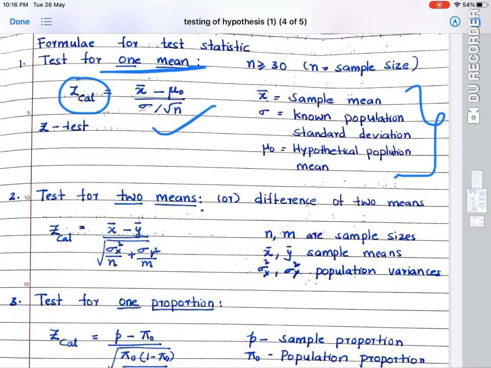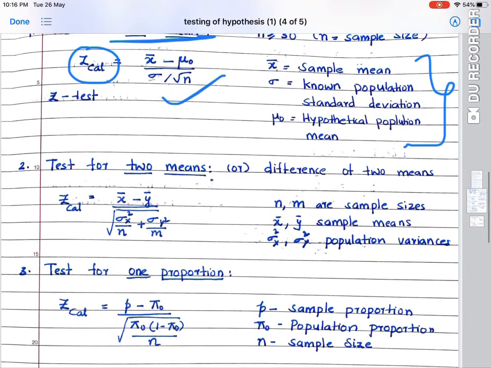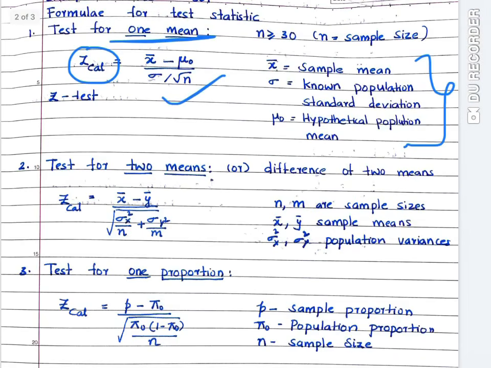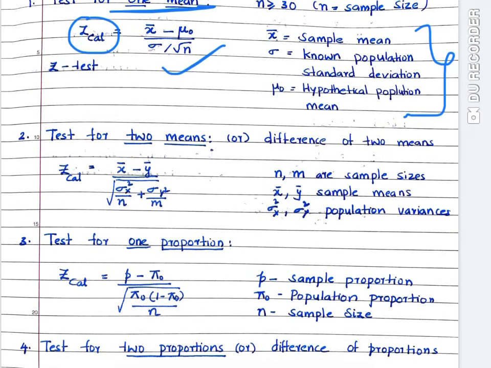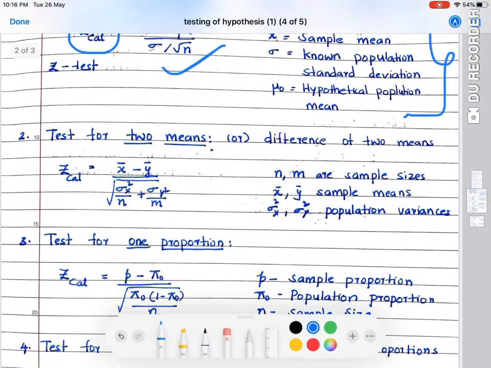Why do we call it difference of two means? Because we are subtracting x bar minus y bar. X bar is the mean for one sample, and y bar is the mean for another sample. So we are taking the difference of means between these two samples. That is why we can also call it difference of two means. So based on the parameters, we calculate the z-cal value.